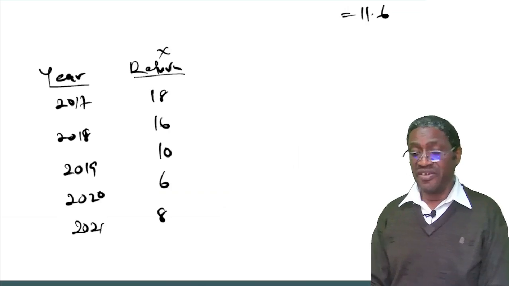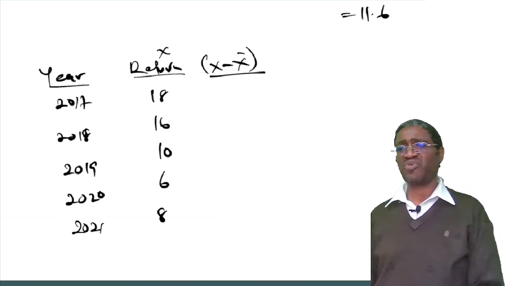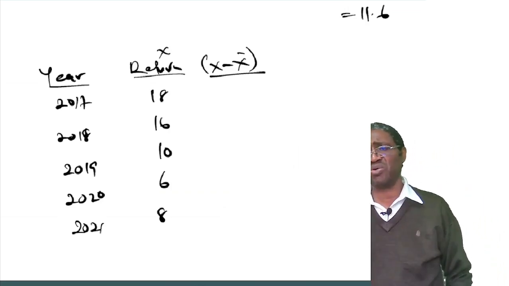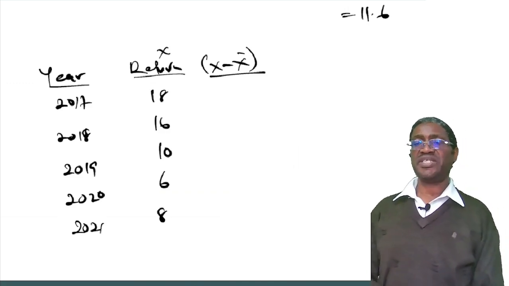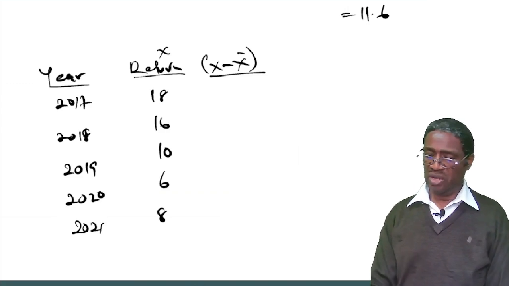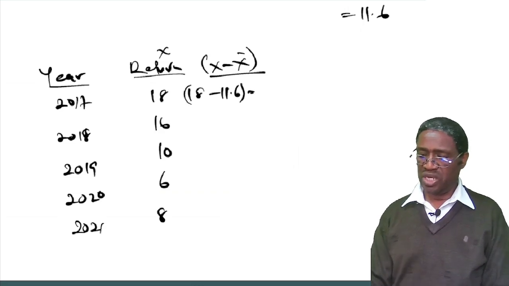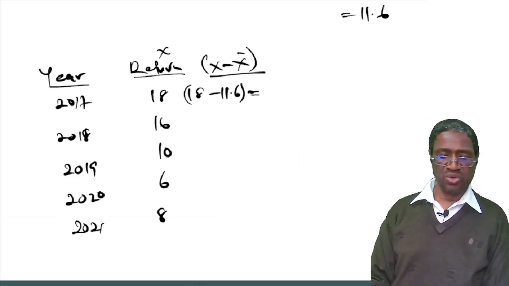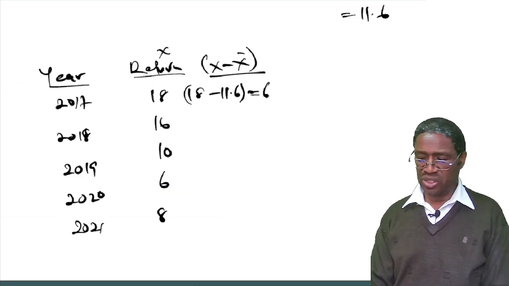Now we want to get the deviations from the mean, X minus X bar. Our mean is 11.6. So I take 18 minus 11.6, so that you know what we are doing. I'm getting a deviation of 6.4.